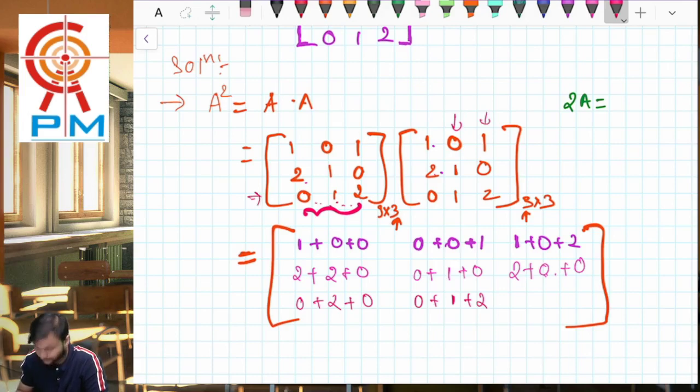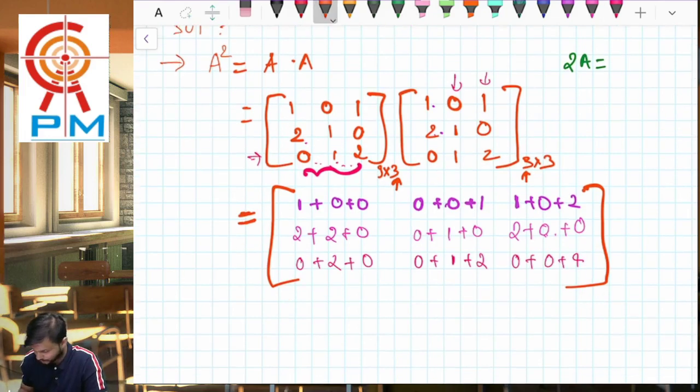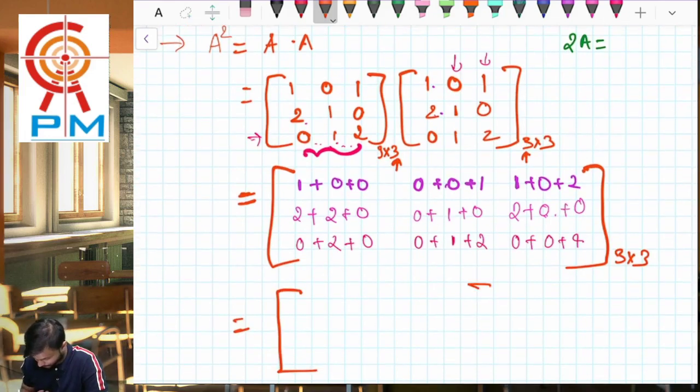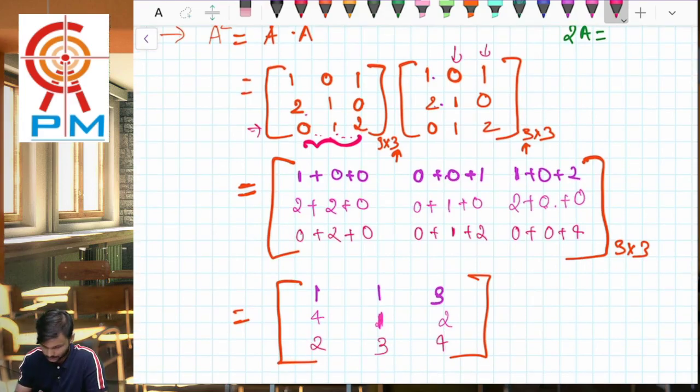row is going to get multiplied with the last column, giving me the third element of the third row and third column, A33 you can rather say. So 0 times 1 is 0, 1 times 0 is 0, 2 times 2 is 4, and thus giving me a 3 by 3 matrix in such a way that I'm having my elements over here as 1 1 3, 4 1 2, finally 2 3 4, and this is my 3 by 3 matrix, friends.